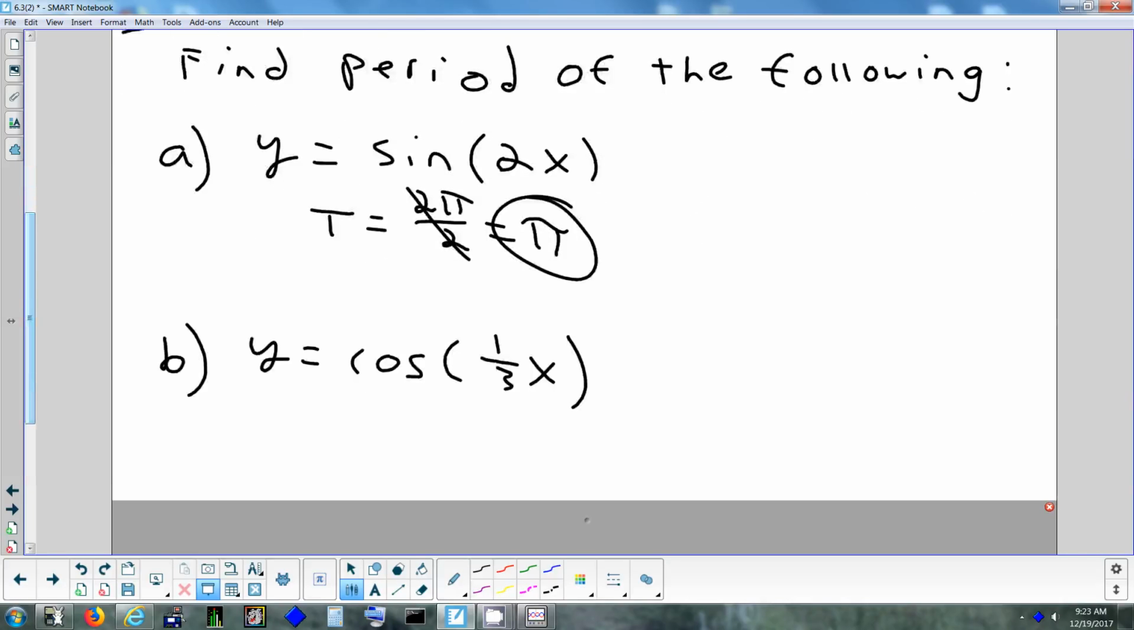All right, cosine 1/3 x. Okay, what would be the period there? Yeah, 6 pi. Right? 2 pi divided by 1/3 gives you 6 pi. Which makes sense because we said if you put a fraction in front between 0 and 1, that's going to lengthen the function. So now, for this function to do its full cycle, it has to go 3 times as far as it normally would, all the way to 6 pi.